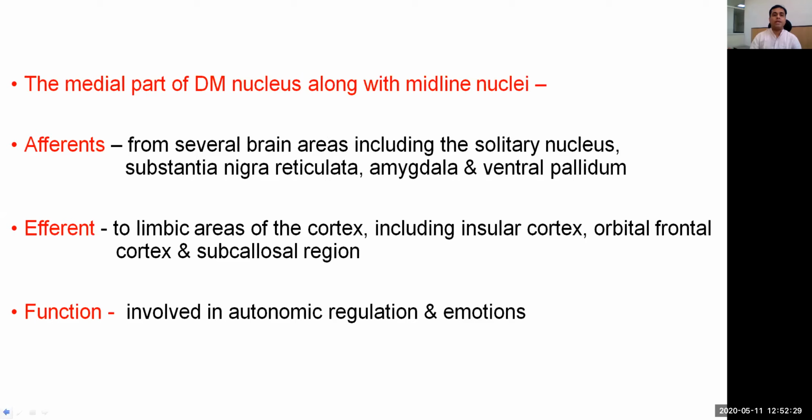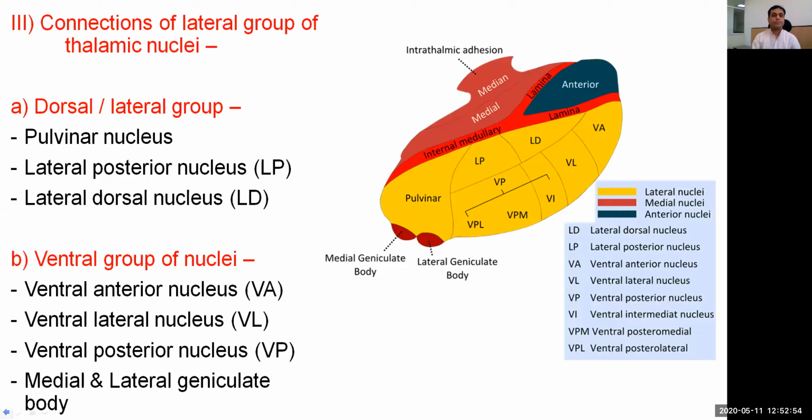The medial part of the dorsomedial nucleus, along with the midline nuclei, receives afferents from several brain areas, which include the solitary nucleus, substantia nigra reticulata, amygdala, and ventral pallidum. Whereas the efferents are given to limbic areas of the cortex, including the insular cortex, orbital frontal cortex, and subcallosal region. It is involved in autonomic regulation and emotion.